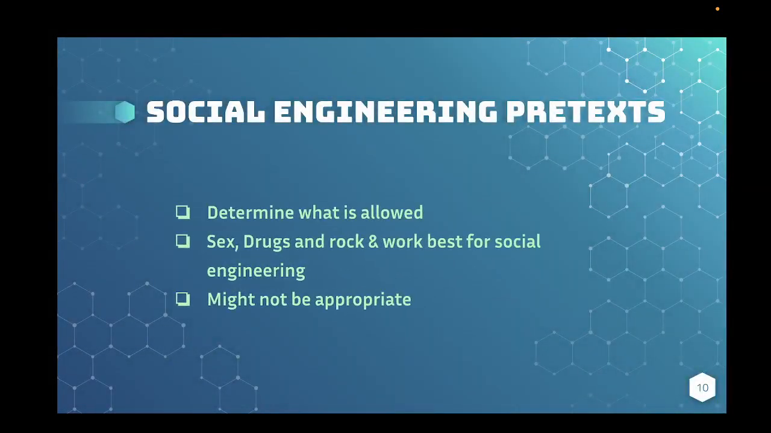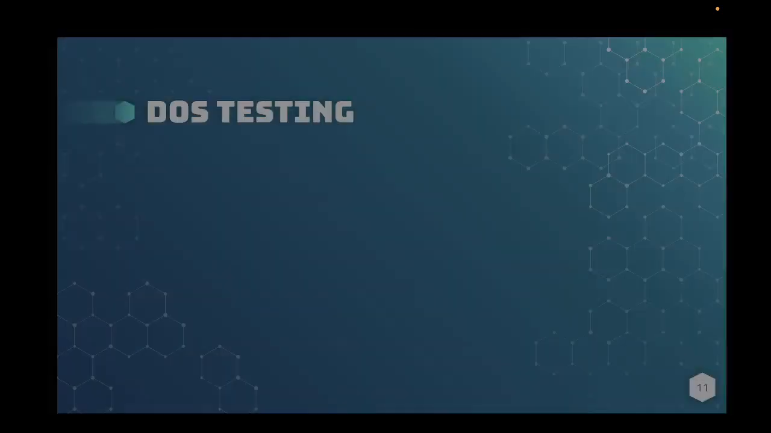When it comes to social engineering, it's been proven time and time again that the best way to get somebody to fall for social engineering is sex, drugs, and rock and roll. So make sure that you know that, but also make sure that your client knows that those are effective, but if they say don't use that, if it's inappropriate in the current context, then don't, of course. Make sure that you always talk about these things with your client.